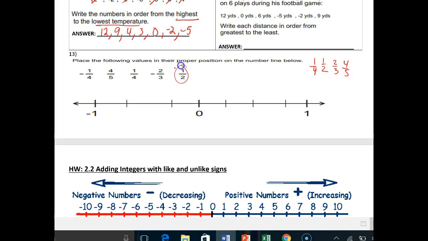So where does 1/2 go on a number line? In between 0 and 1, halfway between. So it goes right there, 1/2. Where does, let's say, negative 2/3 go? It's going to be on the negative side in between 0 and negative 1. Is it going to be close to 0 or closer to negative 1? Well, negative 2/3 is like negative 0.666, right? So closer to negative 1, not all the way to negative 1, but closer to negative 1.